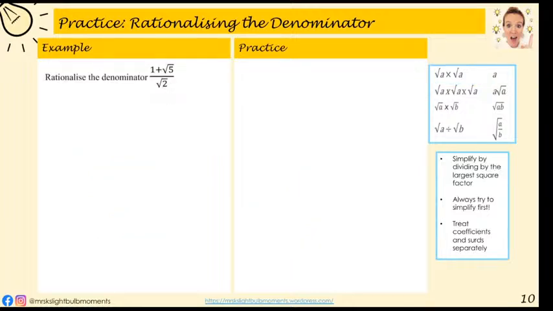Now this is the same skill. You'll just notice the numerator is a little more challenging. So again, I'm going to go over one for you and then you're going to have a practice. So this one, we're going to have to multiply it by root 2 over root 2 because the root 2 is that denominator which we want to simplify, and we've got to do the same on top.